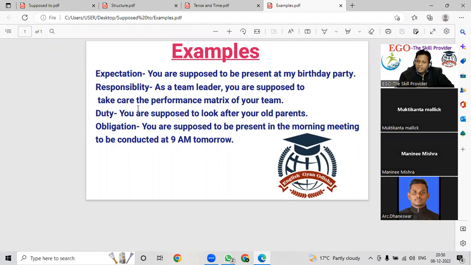At my birthday party, I have an expectation as a friend. Expectation means hope. I have more expectation; obviously you are my friend, you are supposed to be present. That is for expectation. You can take tons of examples, like responsibility. What is your responsibility as a team leader? You are supposed to take care of the performance matrix of your team.